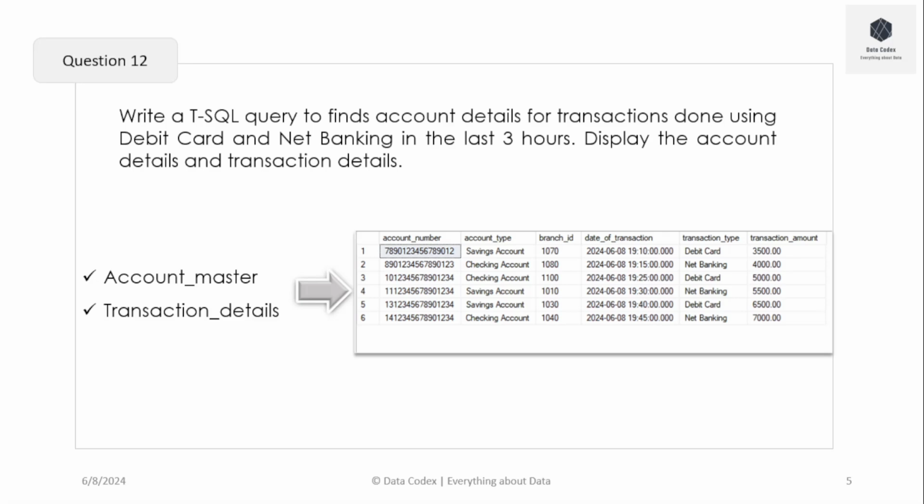We are going to write a T-SQL query to find all the transactions done using debit card and net banking. Based on the transaction, we are going to filter only the transactions made by debit card and net banking in the past 3 hours, and display the account details and the transaction details as shown below. We will display the account number, account type, and branch ID, along with the transaction date, type of transaction, and the amount that has been transferred. So let us get into the SSMS and solve this query.